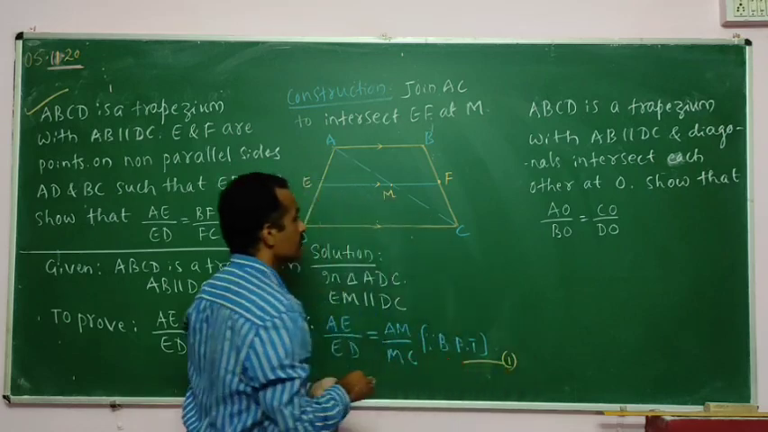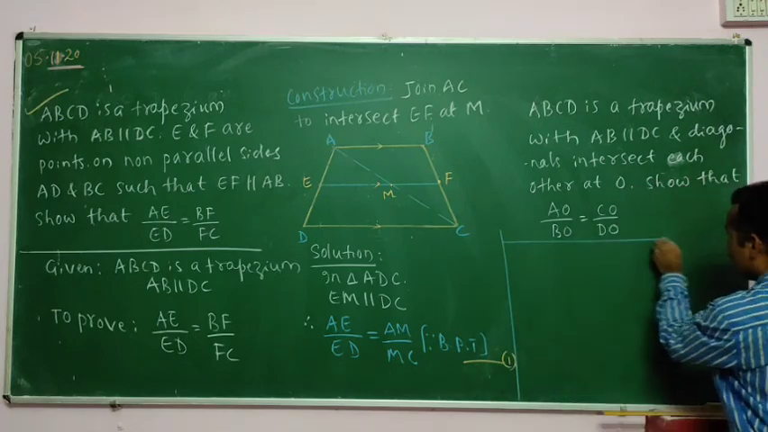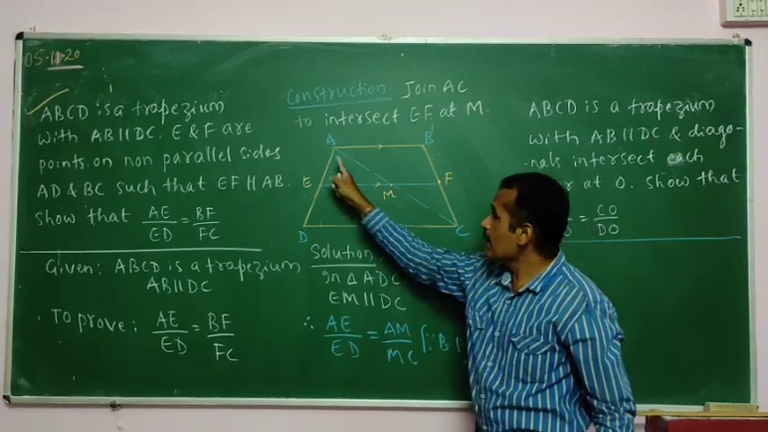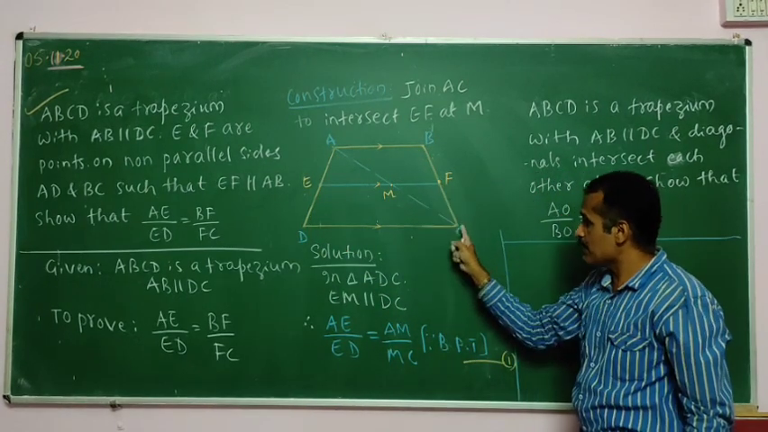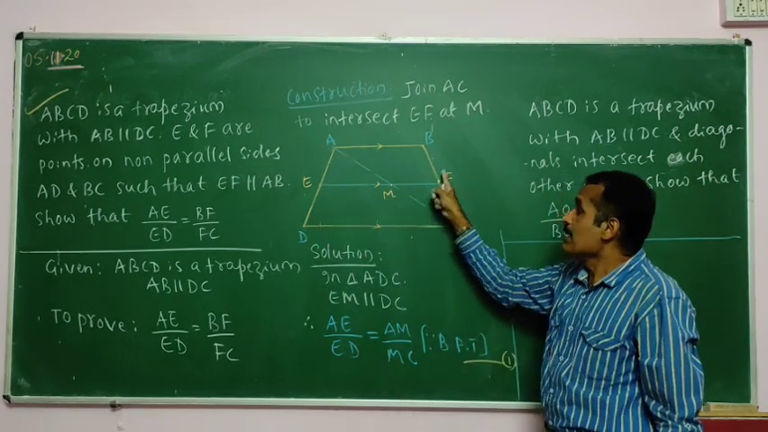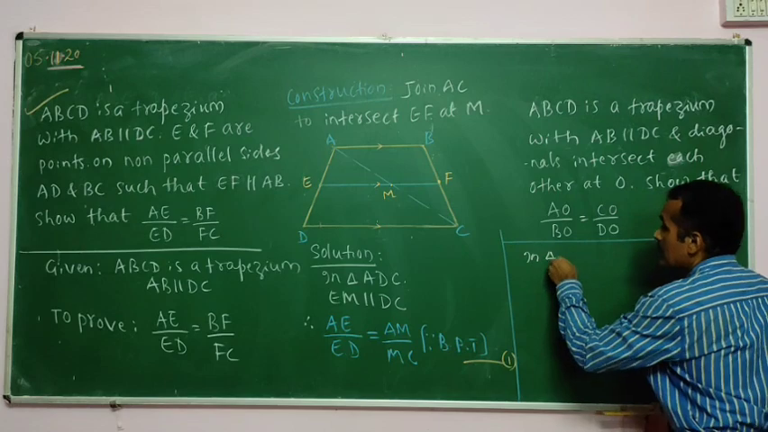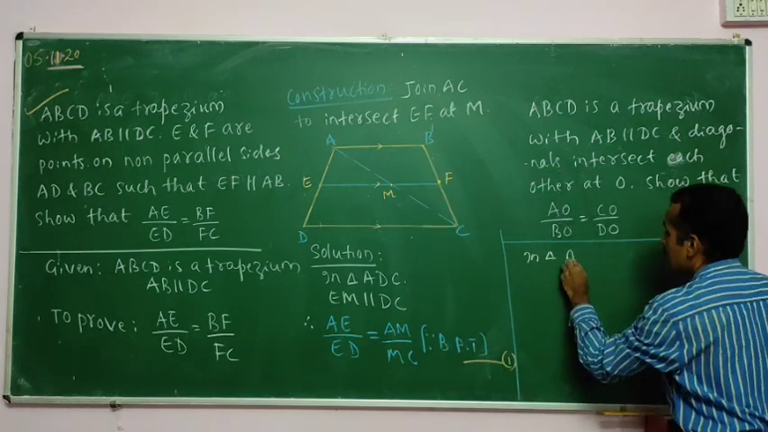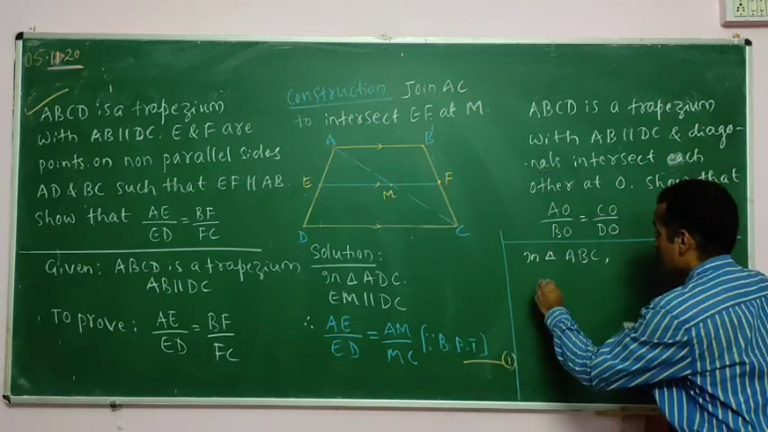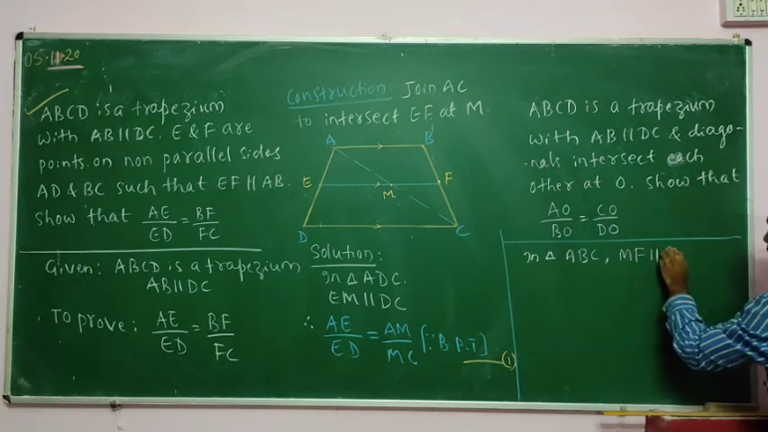इसको आप कहो इक्वेशन नंबर 1। उसके बाद आपको क्या करना है, मैं एक दूसरा वाला ट्रायंगल ले लूंगा। मुझे क्या प्रूव करना था, AE by ED is equal to BF by FC। मुझे AE by ED तो मिल गया, अब दूसरा ट्रायंगल से BF by FC को लेना है। कम ऑन, इन ट्रायंगल ABC, MF is parallel to AB। So what?